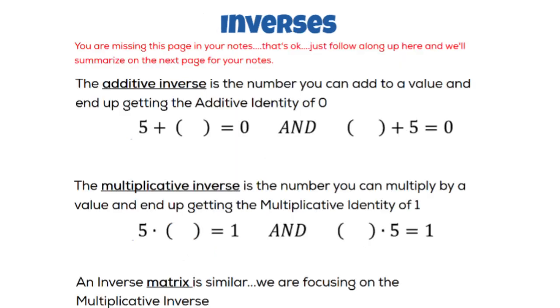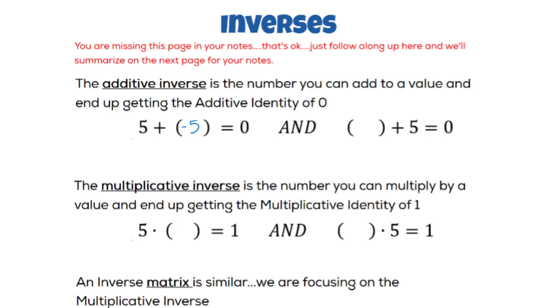All right, so now I'm going to move on to inverses, and we're going to start off back at Algebra 1. I know you don't have this slide, you're just following along here. So the additive inverse is the number that you can add to a given value and end up getting the additive identity. That's what an inverse is. It's what you can do to get to the identity. So the additive inverse would be, in this case, a -5.